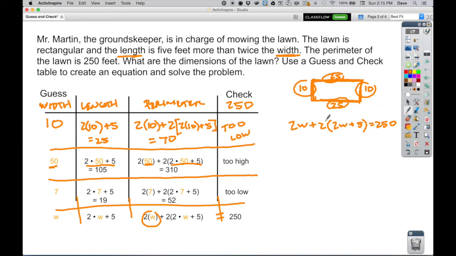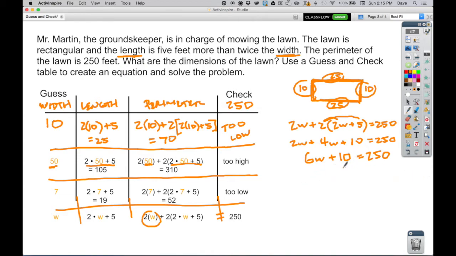I see these parentheses here, which means we probably want to do distributive property right here. So this would be 4W plus 10. Recopy the rest. We've got some like terms here, 2W plus 4W, which is 6W. So 6W plus 10 equals 250. That's as simplified as we can get it, so now we can start solving.